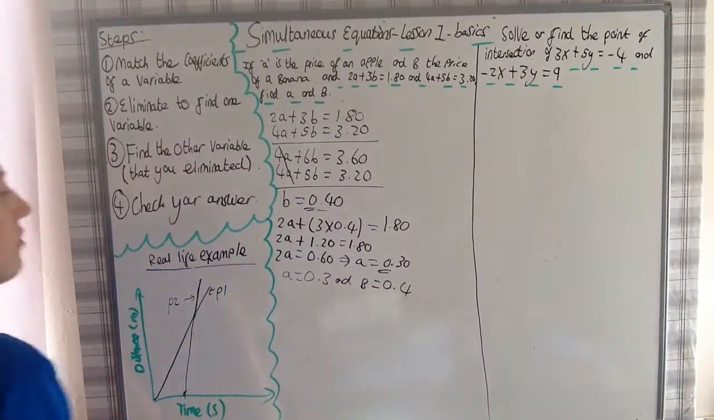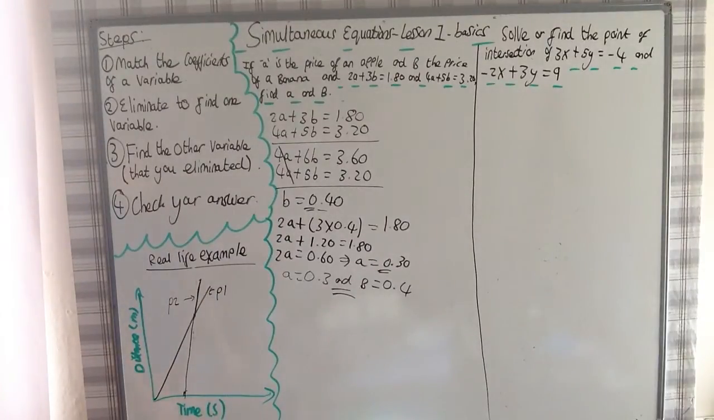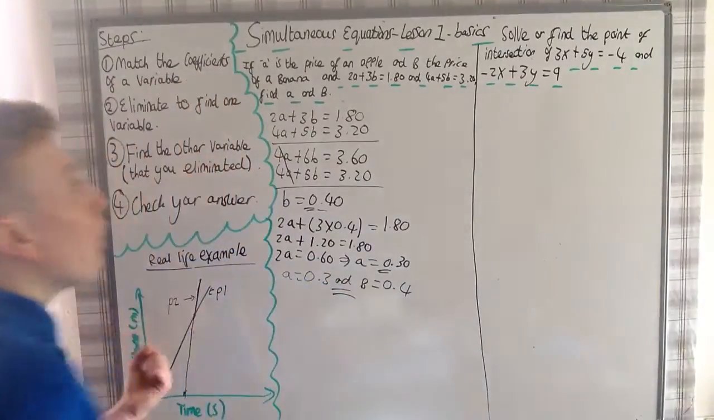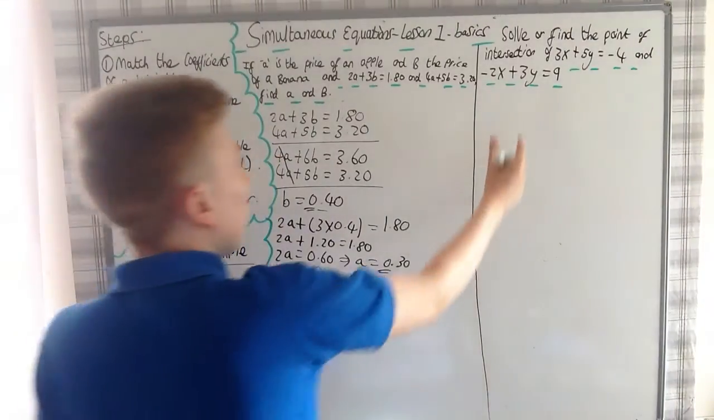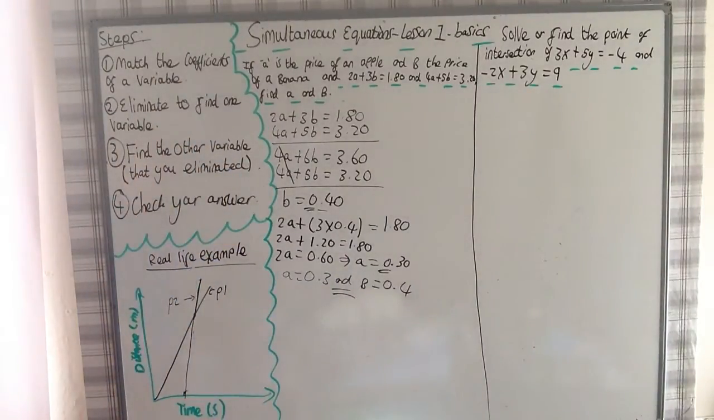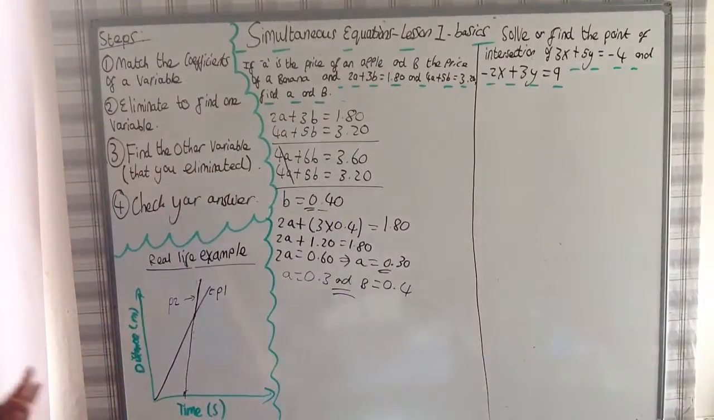Again, you might need to relate this in the context of the question, depending on how it's worded in the exam. So that's the answer to the first question. Now let's move on to the second one. Solve or find the point of intersection of 3x plus 5y equals minus 4 and minus 2x plus 3y equals 9. Now, the reason I've written solve or find the point of intersection is because they mean the same thing.